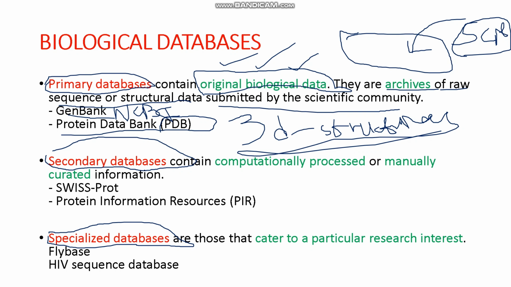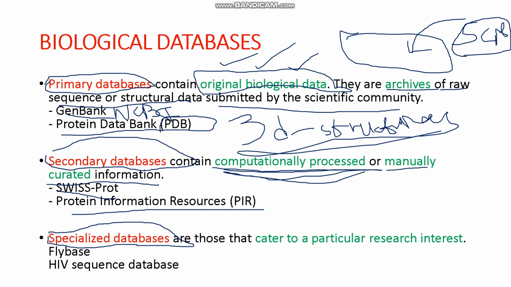And in secondary databases, we computationally process or manually correct the information. For example, Swiss-Prot and the Protein Information Resource, the PIR, where we manually create the data. In the primary databases, we store the data like the DNA, then RNA, then protein. It is actually the central dogma.